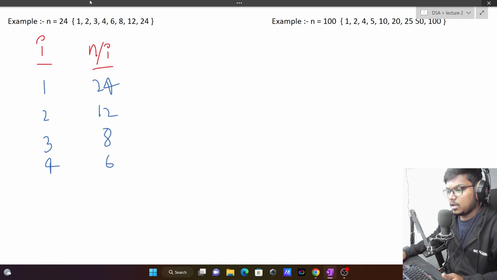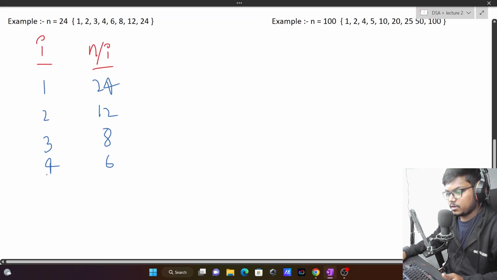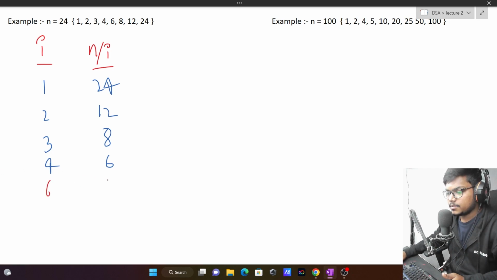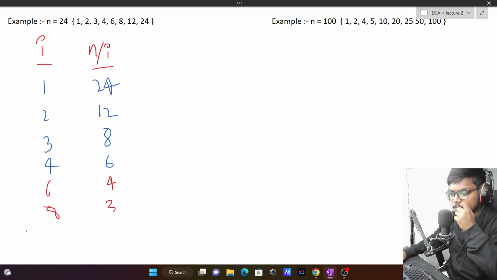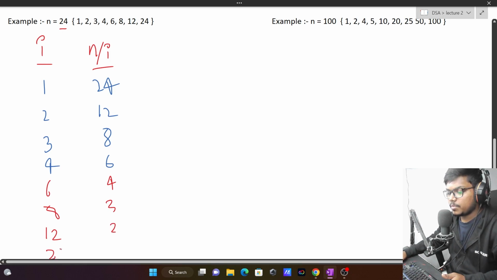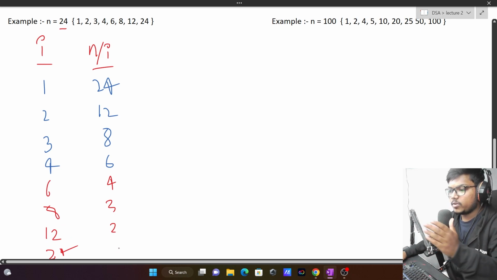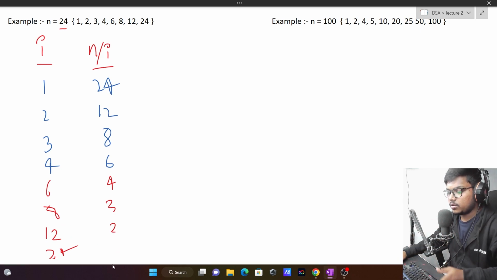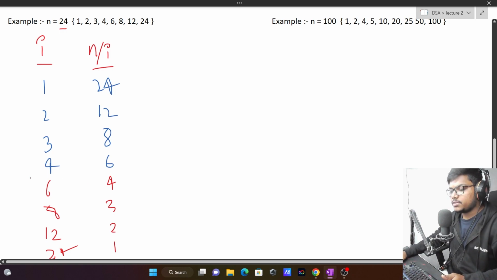Now we take a different color. For 6, what will n by i be? 4. For 8, what will n by i be? 3. 24 by 8 is 3; 3 times 8 is 24, right? For 12, what will n by i be? n is 24 here. So 24 by 12 will be 2. Now what will 24 by 24 be? It's 1. So can you observe something up to here?